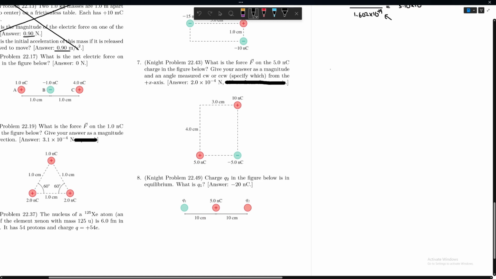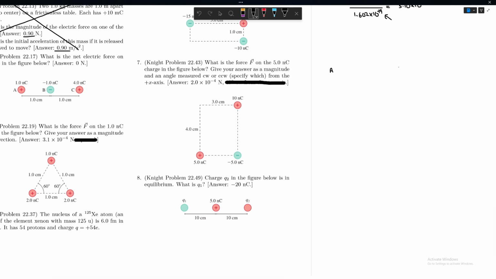Okay, we have A, and we have B somewhere here, and I have C somewhere far here. And I have a positive and a negative here. Their charges are 1 nanocoulomb, negative 1 nanocoulomb, and 4 nanocoulombs. The distances between them is 1 centimeter. And so what do they want from this question?